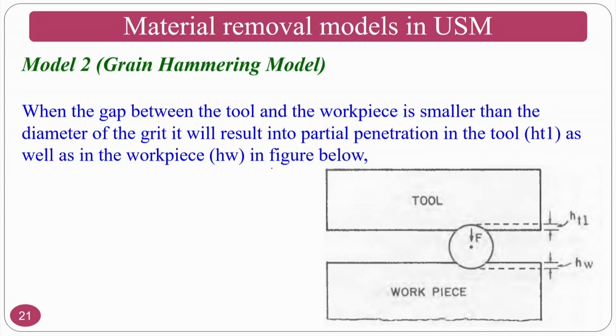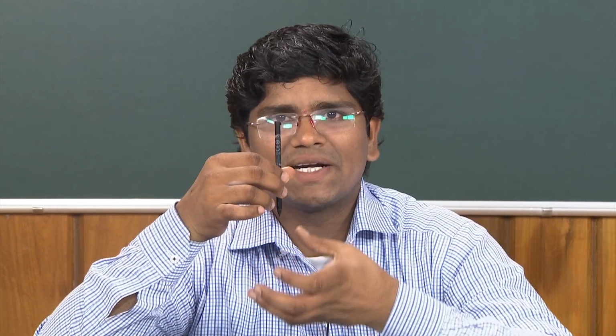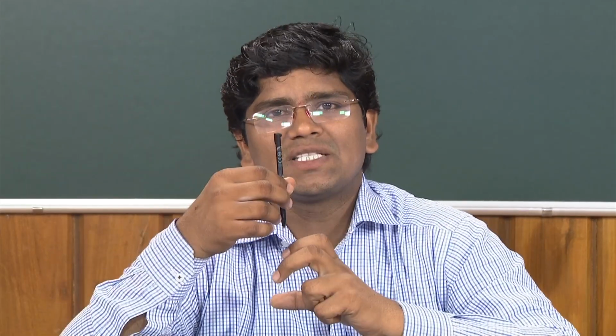That means that hammering will take place, because if the abrasive particle is much bigger than the gap, what will happen? Continuous hammering will take place, because your tool is changing its length longitudinally. If a tool is changing its length and in one position or almost all the positions the abrasive particle is big, what will happen? Continuously it is compressed.